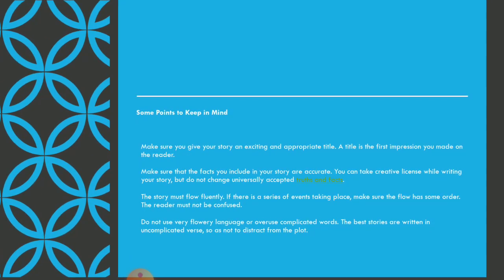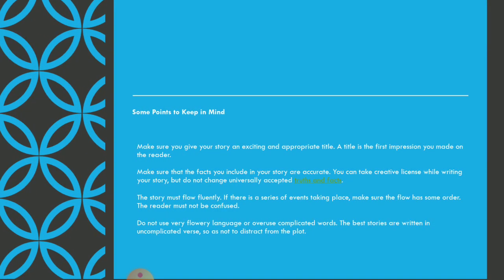Now, some points to keep in mind while writing the story. Make sure you give your story an exciting and appropriate title. A title is the first impression you make on the reader. Make sure that the facts you include in your story are accurate. You can take creative license while writing your story. This is for professional use. The story must flow fluently and the story should be very clear.